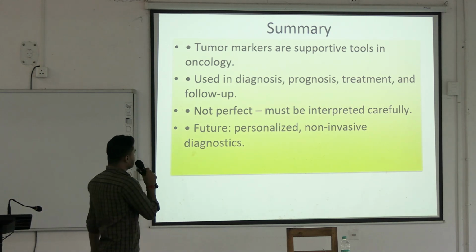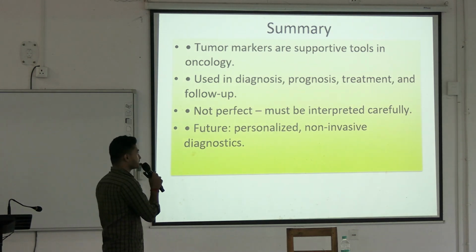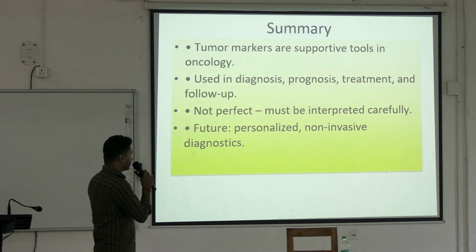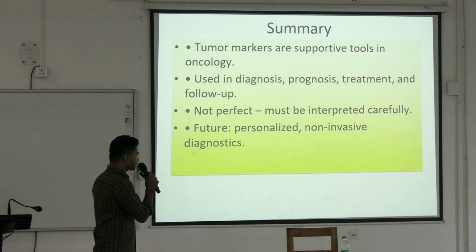So the summary: tumor markers are supportive tools in oncology and used in diagnosis, prognosis, treatment and follow-up. They are not perfect, so they must be interpreted carefully. In future, maybe we can use them as personalized, non-invasive diagnostics.